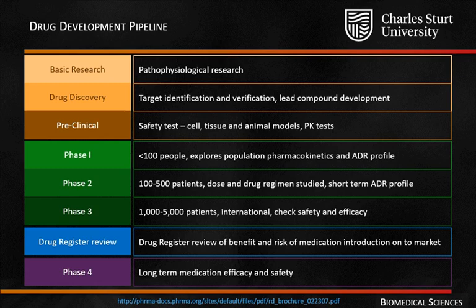And if all of this works out, then it goes to the drug registrar of that country to be reviewed. So in Australia, that's the TGA. In America, that would be the FDA. So the registrar will review the benefits and risk of the medication to the public and make a decision on whether it's needed or useful for the public to have access to this drug before they register it as a medication. And then after it's onto the market, there will be phase 4 trials where they will continue to look at the medication.